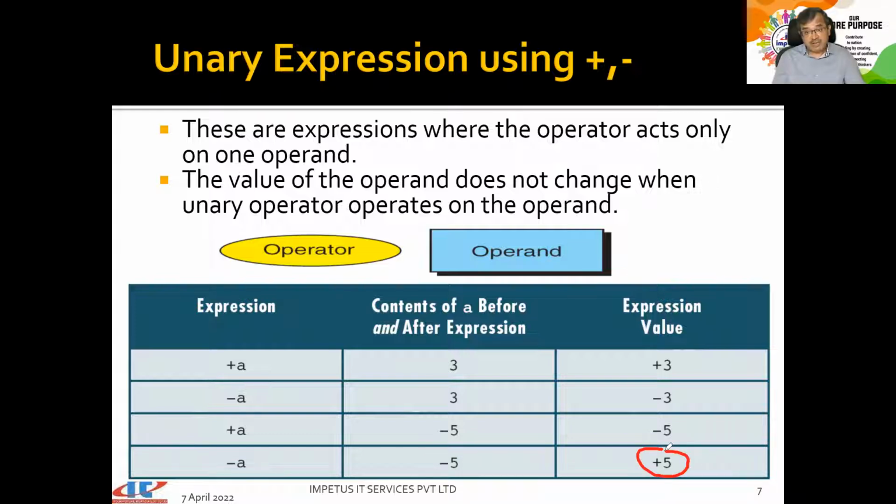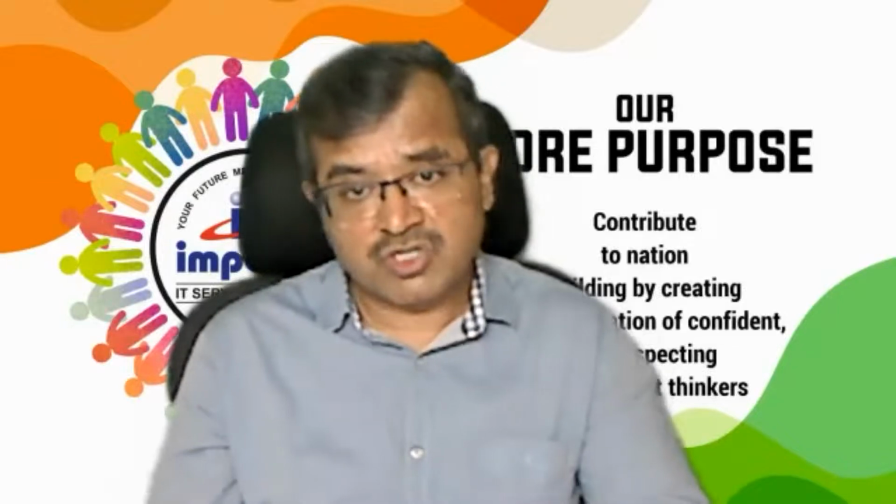But that's not the value of the variable a. That's the result of the expression. The value of a, even before and after, is still -5. It will not really change. This is not going to change. What it was before will remain the same before and after the expression. Have you understood this particular concept?